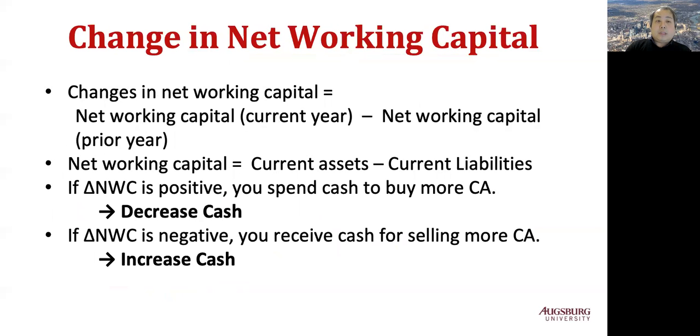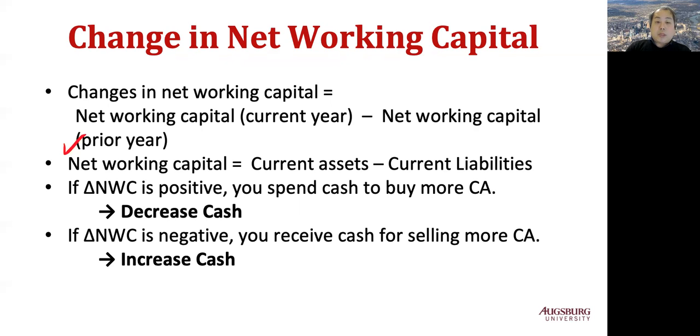The final item is change in net working capital. Change in net working capital is just the net working capital current year minus net working capital last year. But what is net working capital? Net working capital is the difference between the current asset and the current liability. If the current asset is greater than current liability, which is the usual case, then net working capital is positive. If the current liability is greater, it's negative, which is rare, or actually problematic.